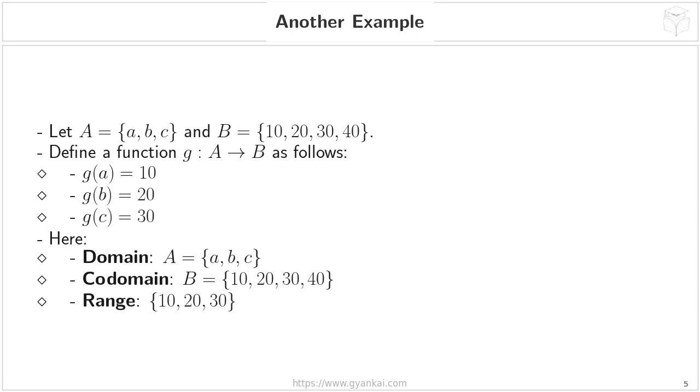Let's identify the key terms now. The domain, as you recall, is the set of all possible inputs. In this case, that's set A, which is a, b, and c. The codomain is the set of all possible outputs, and that's set B, which is 10, 20, 30, and 40. Finally, let's determine the range. The range is the set of actual outputs that the function produces.